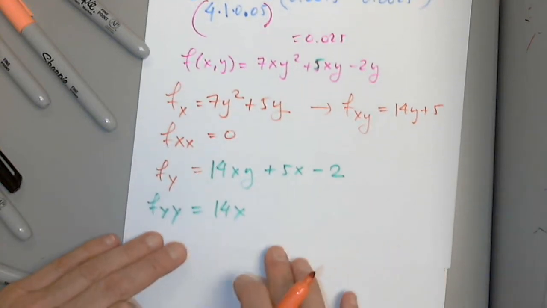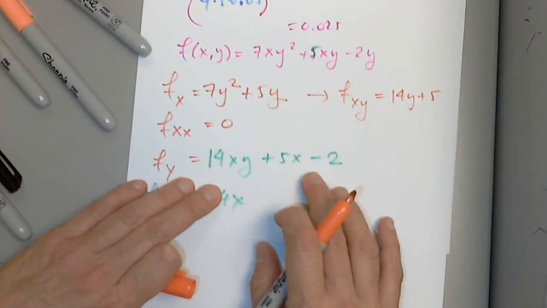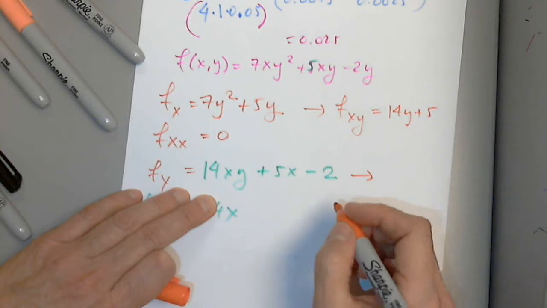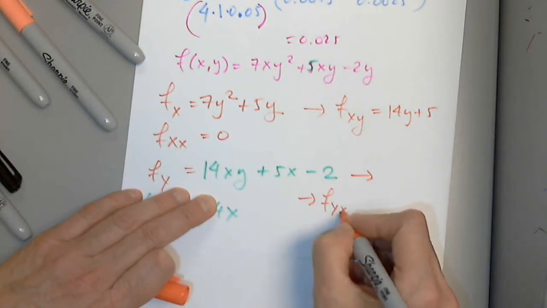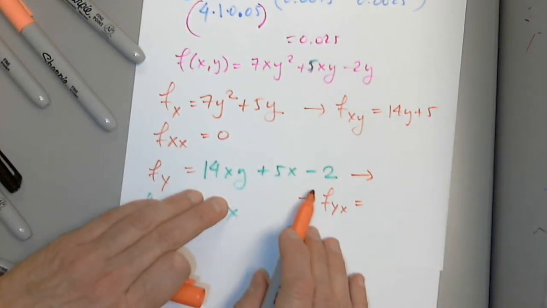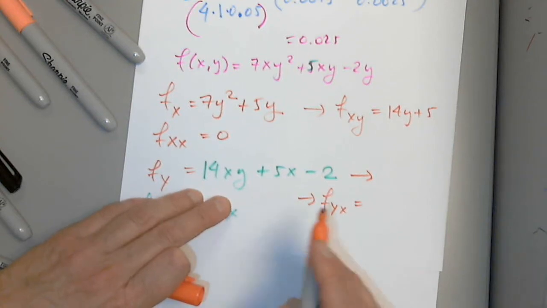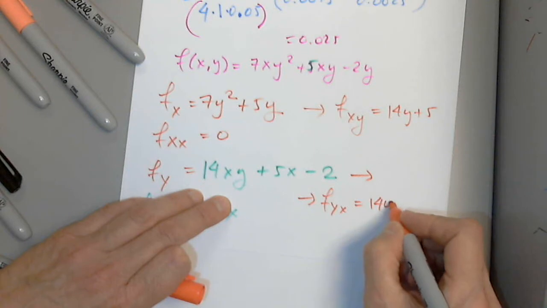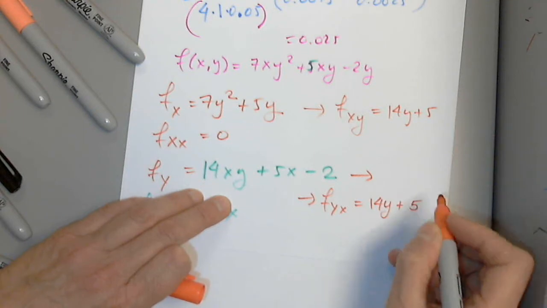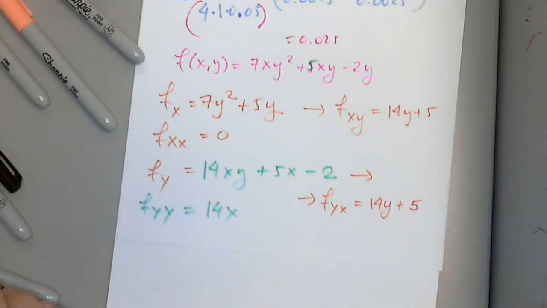Excellent. I want to differentiate this with respect to x. The answer must be the same. So fyx. Let's differentiate this with respect to x. 14y plus x. Plus y is right. That's it. They must be the same. When you get to fxy and fyx, they will be the same. Good. Any questions here? Is this okay?